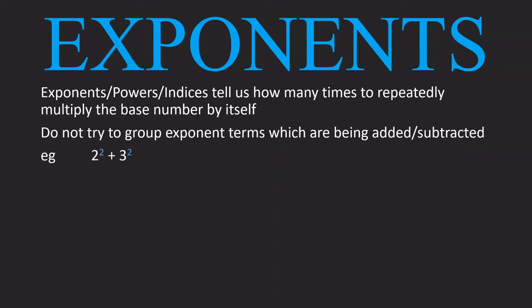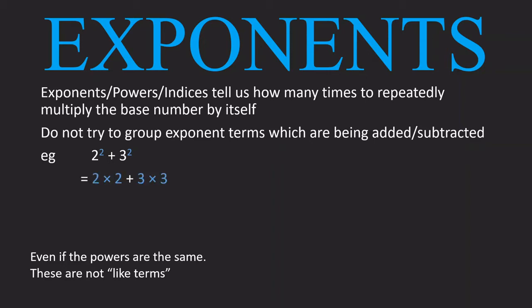For example, 2 to the power of 2 plus 3 to the power of 2. Even though they have the same power, we can't count these as like terms. We are not going to add these two terms together, certainly not before we sort out the exponents. 2 squared means two 2's being multiplied together, and 3 squared means two 3's being multiplied together, not 2 times 3. Next, let's actually do that multiplication before the addition.